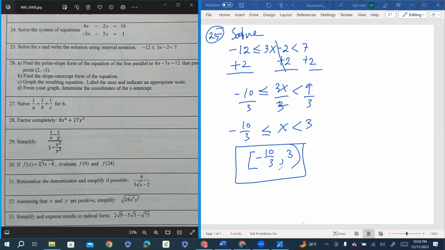That's correct. Let me look at the answer for 25. I can't even find the answer. Yeah, they have it in a little bit different way on the review sheet, but that's the final answer. Okay. All right, let's look at number 26. I'm going to erase the board.